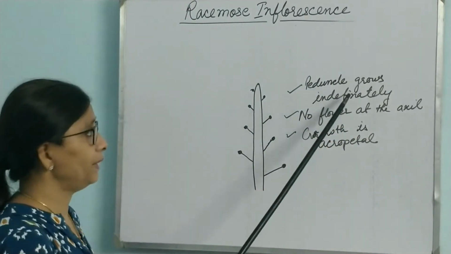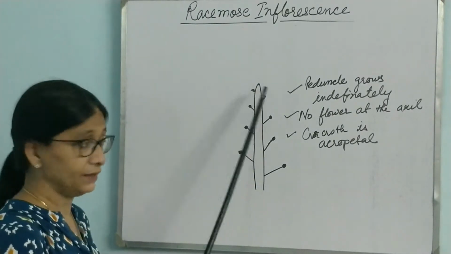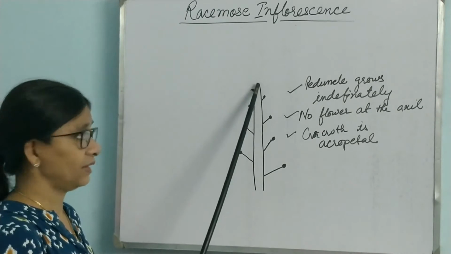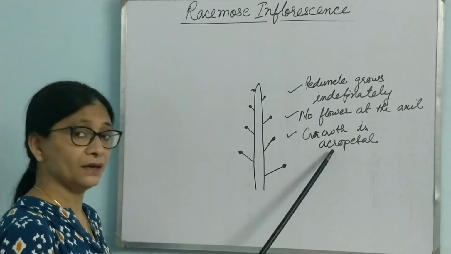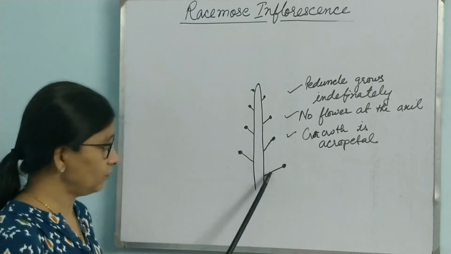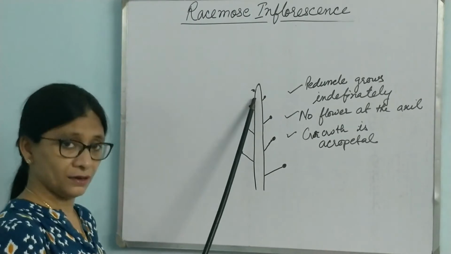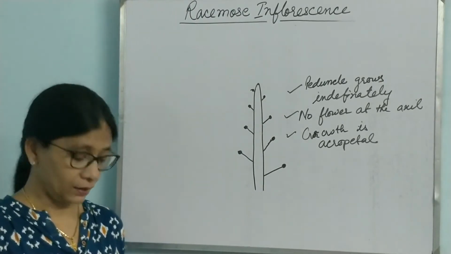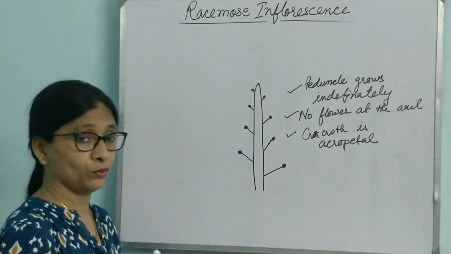First is the peduncle grows indefinitely. This is the peduncle, this will grow indefinitely. No flower at the axil. It will not be terminated by a flower at the terminal point. Then the growth is acropetal, means the flower at the lower point will be older, flower at the upper point will be younger. So this is the typical characteristic of racemose inflorescence.